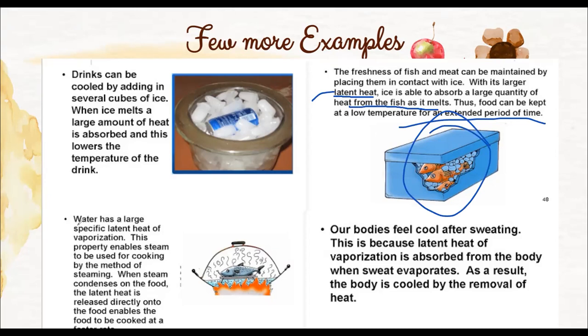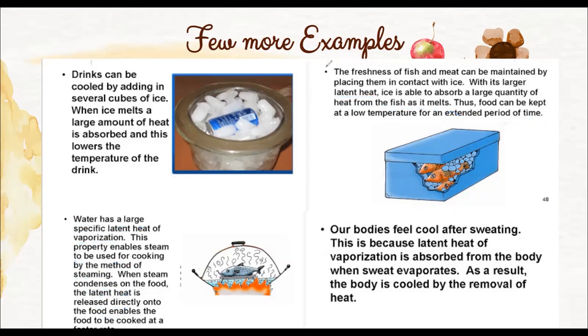Another property: water has a large specific latent heat of vaporization, that is, a high heat of vaporization. This property enables steam to be used for cooking by the method of steaming. When the steam condenses on the food, the latent heat is released directly onto the food, enabling the food to be cooked.